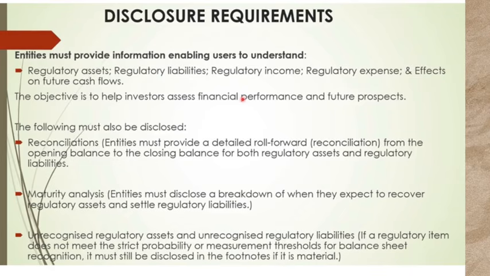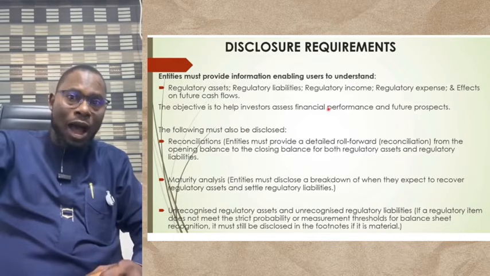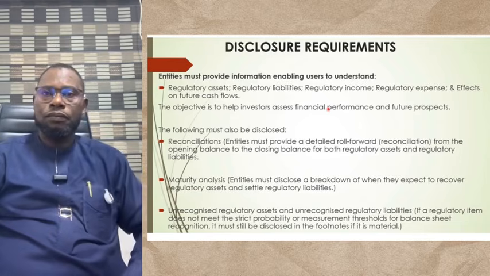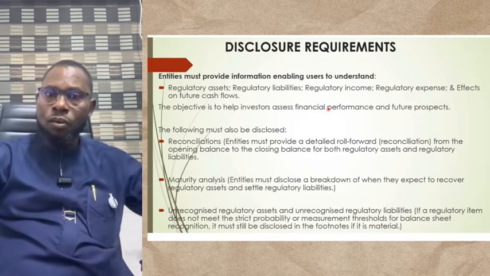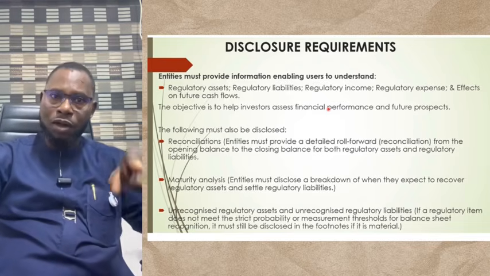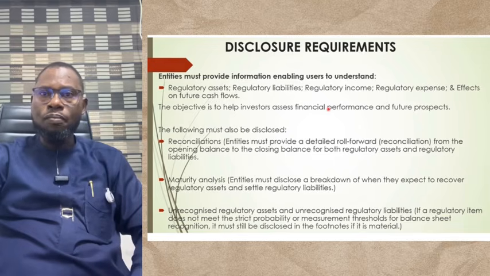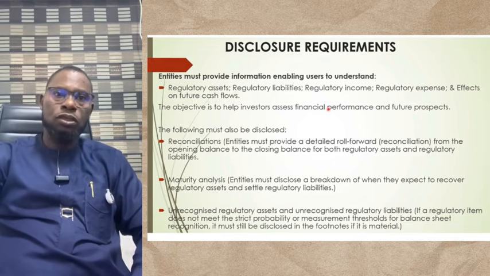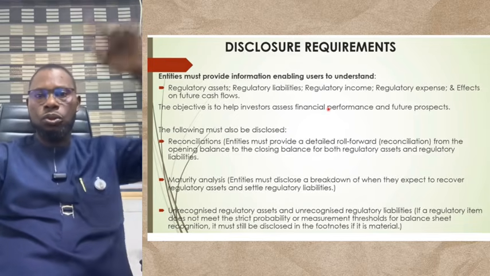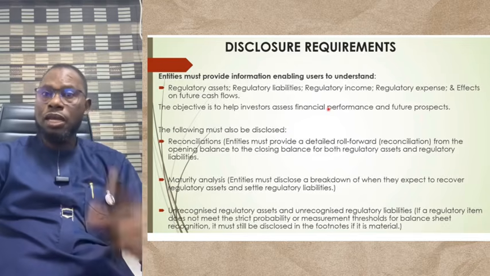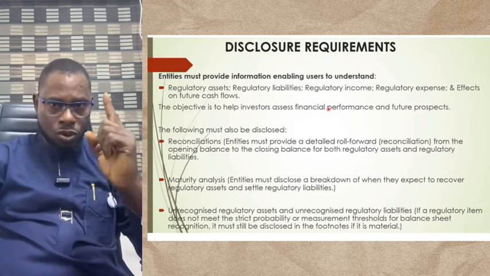IFRS 20 says so. Another one is unrecognized regulatory assets and unrecognized regulatory liabilities. We say you recognize when it exists or when it is highly probable that it exists. So where it does not meet that criteria for recognition, what do you do? You have to disclose. If a regulatory item does not meet the strict probability or measurement threshold for balance sheet recognition, it must be disclosed in the footnote, that is, in the notes to the accounts, if it is material.